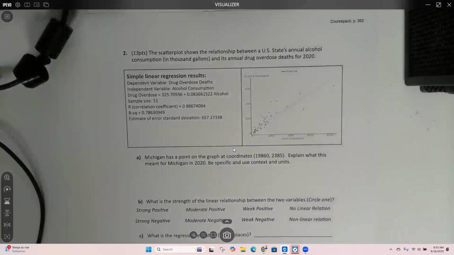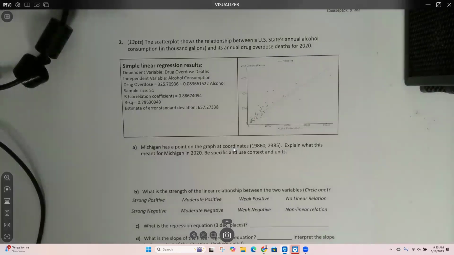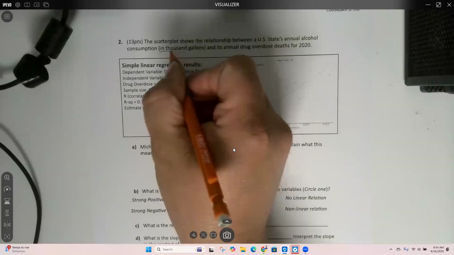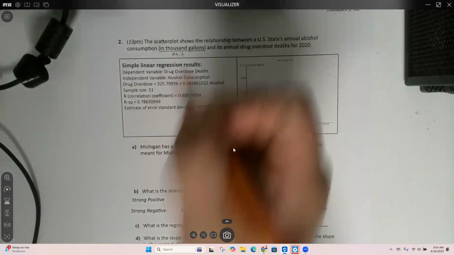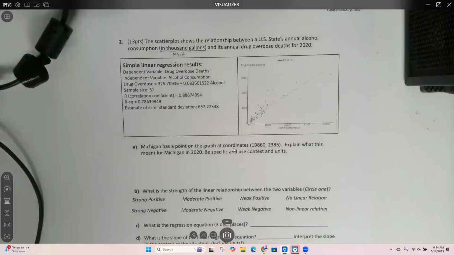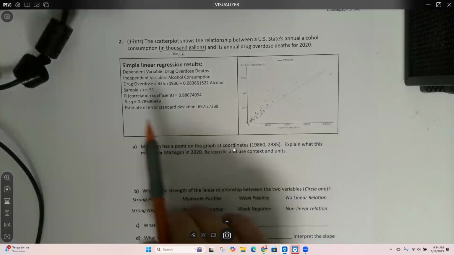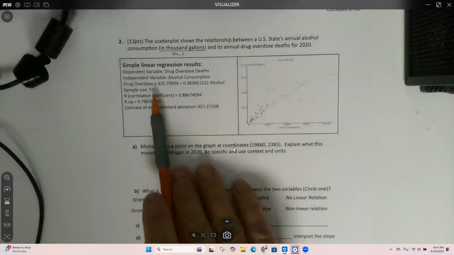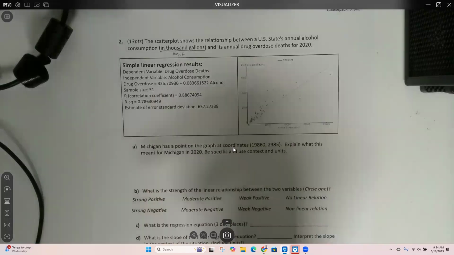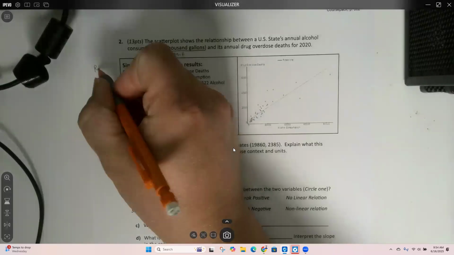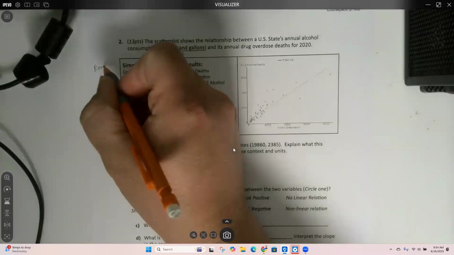Page 382, this scatter plot shows the relationship between the U.S. state's annual alcohol consumption and its annual drug overdose deaths. So our units here are in thousands of gallons of alcohol. Holy smokes. So this is the result of all of the StatCrunch stuff. They did the StatCrunch stuff for us. That's great, right? We're going to do a linear regression.